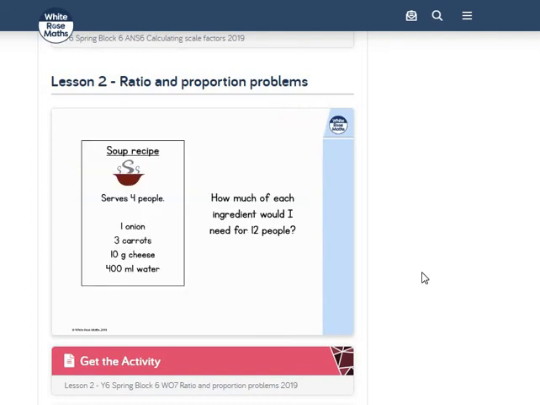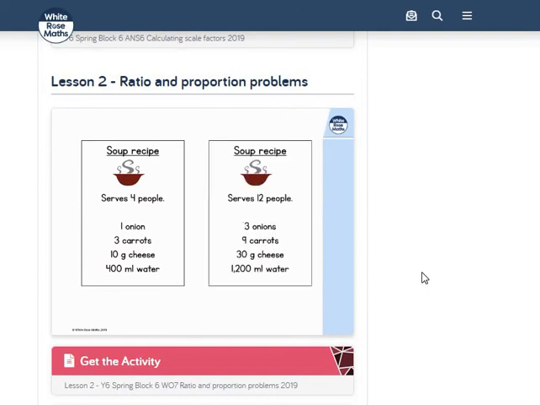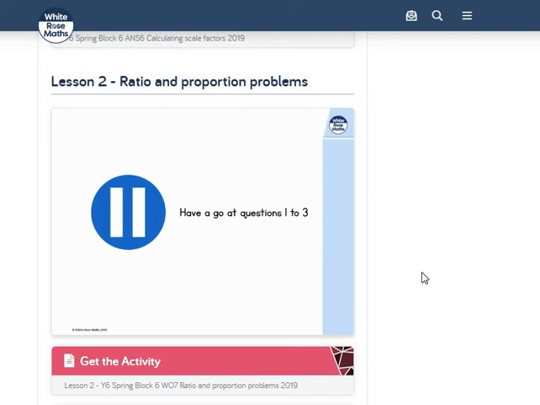How much of each ingredient would I need for 12 people? Pause the video, have a go yourself. Let's have a look then. How did you get on? So we can almost compare the 2 recipes next to each other. I can see that I would need 3 times as much of each ingredient. So I would multiply each ingredient by 3. So I would need 3 onions, 9 carrots, 30 grams of cheese, and 1,200 millilitres of water. Okay, pause the video, have a go at questions 1 to 3.